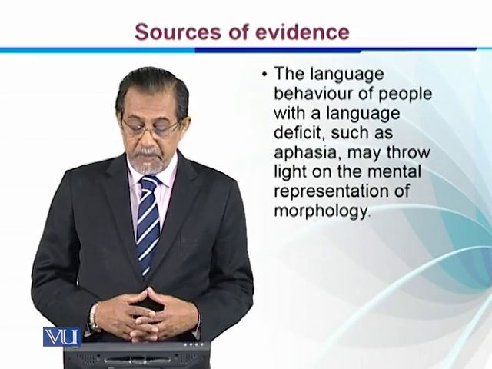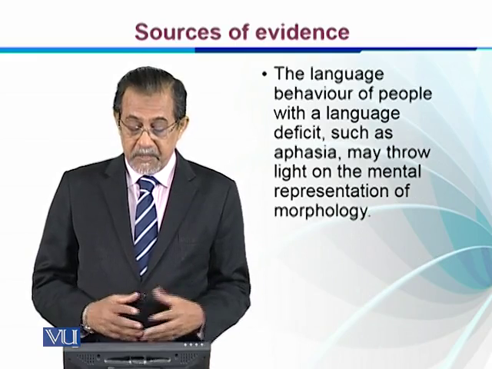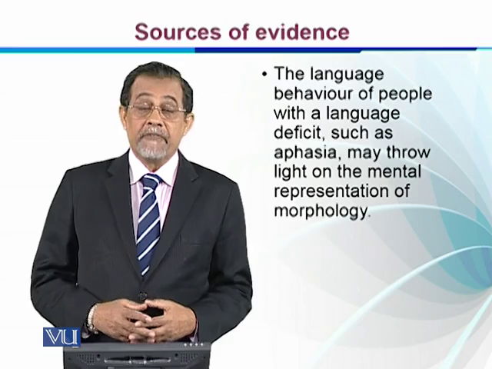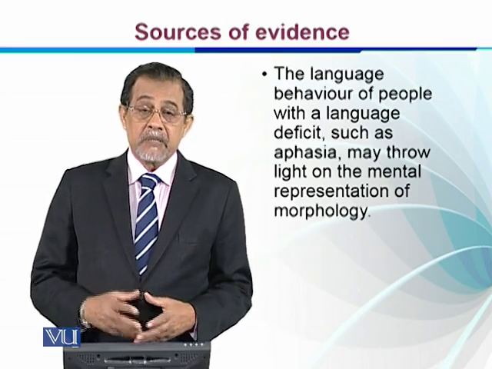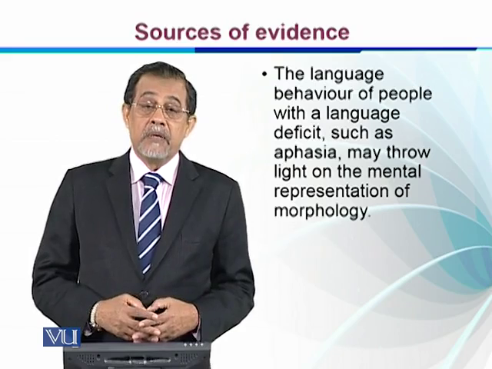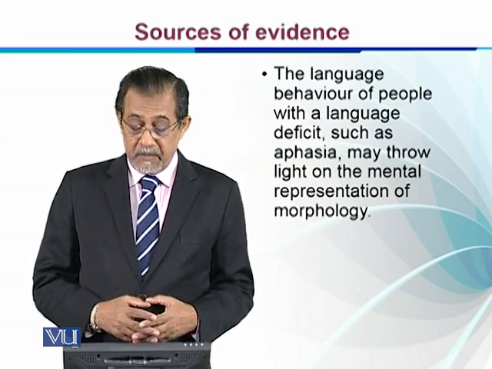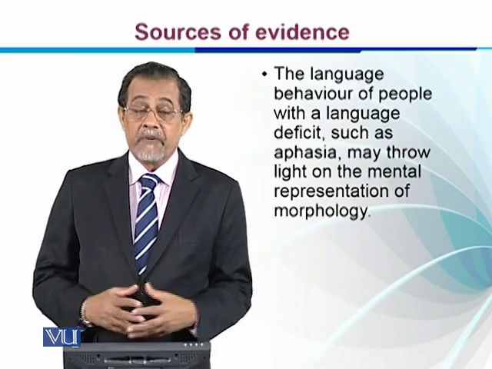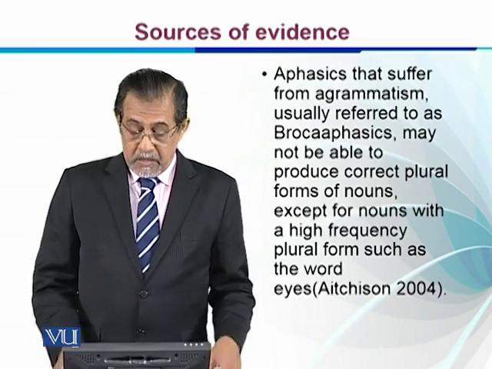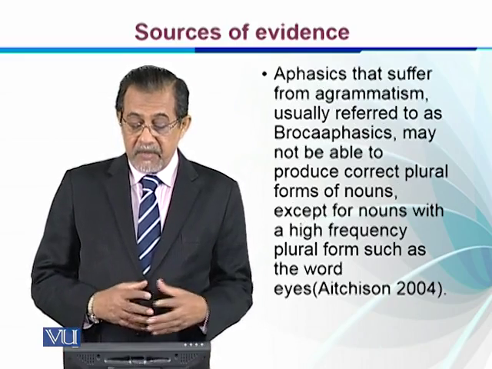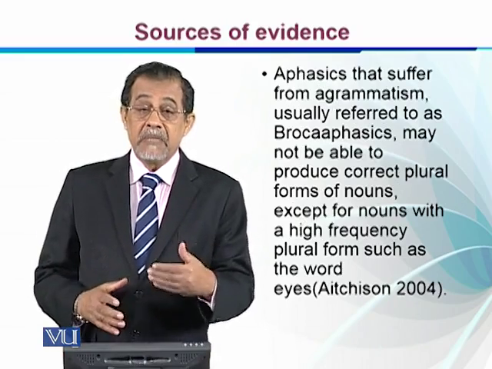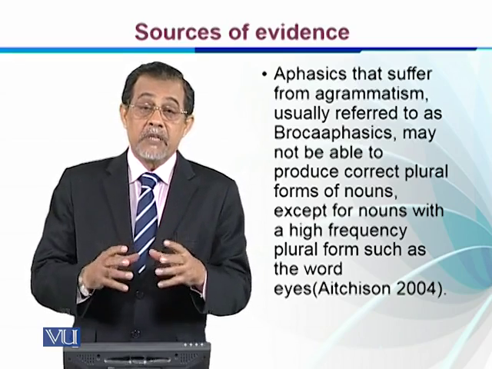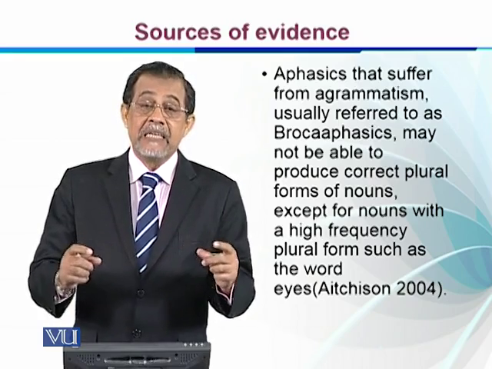The language behavior of people with a language deficit such as aphasia may throw light on the mental representation of morphology. We have discussed in introduction to linguistics what aphasia is. It's a mental impairment of language. Aphasics may suffer from agrammatism. Agrammatism means they are unable to use grammar. Whatever they speak is not syntactically correct.